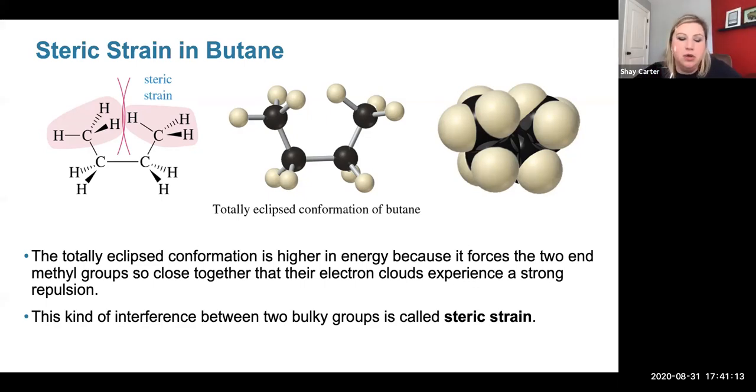So the totally eclipsed conformation is higher in energy because not only do we have torsional strain from the eclipsing bonds, we also have another kind of interference that's called steric strain. And steric strain is when two groups are forced so close together that their electron clouds repulse each other. Okay, they don't like being that close together. So the kind of interference between two bulky groups is called steric strain. And you can see, especially in the space filling model, how close together these groups are forced to be.